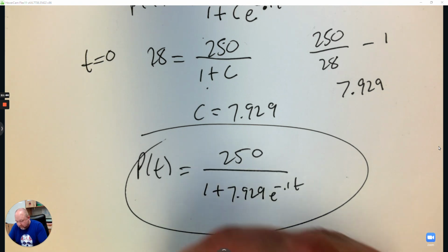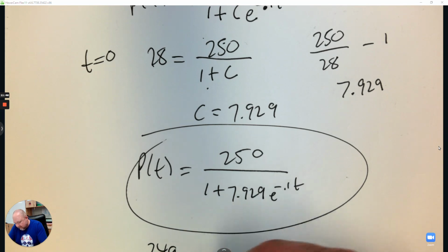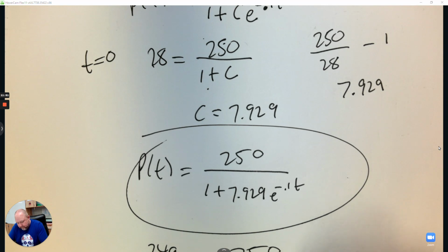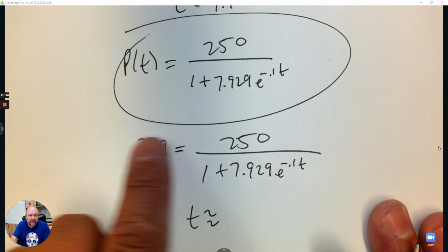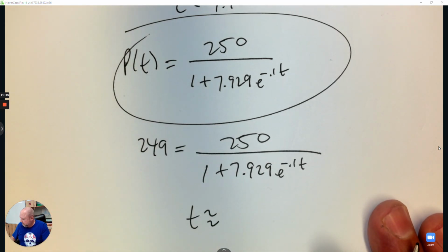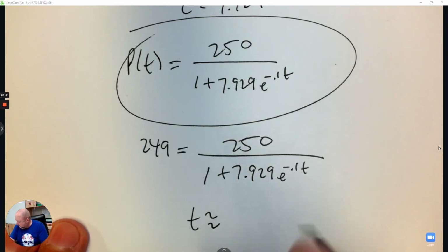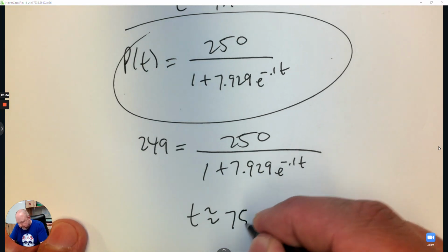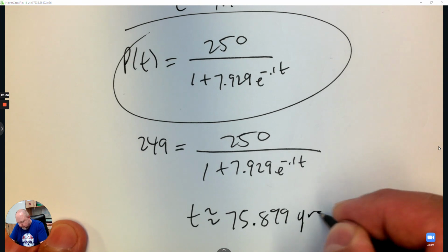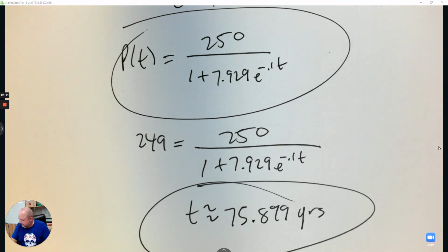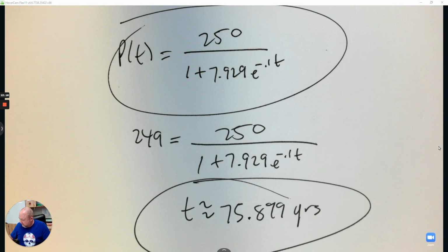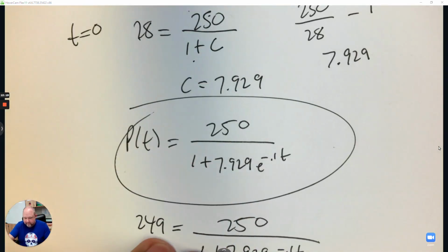When will the population reach 249? That's 1 less than the capacity. So make it equal to 249. Use your calculator, press pause, and solve it. And the answer is in about 76 years. That's very close to the maximum capacity. And in that year, does it say what year? When? That's fine. It'd be 2046. All right, 36.